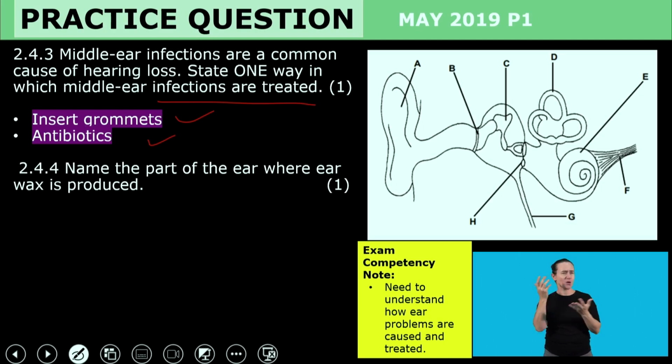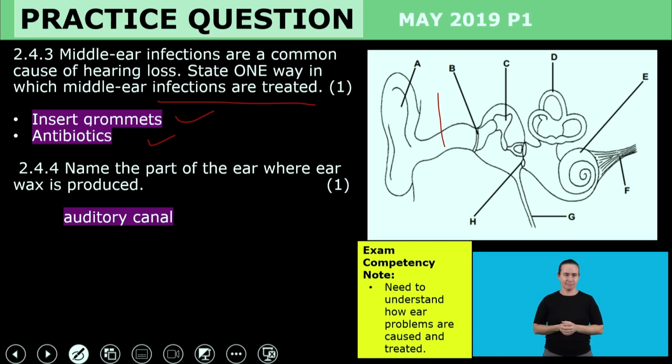244. Name the part of the ear where earwax is produced. Where is earwax produced by this ear? It's the auditory canal. They did not ask for the letter. Remember, this is the auditory canal, but there is no letter of the alphabet. There's no label line to ask us for the letter. So you need just to name it.